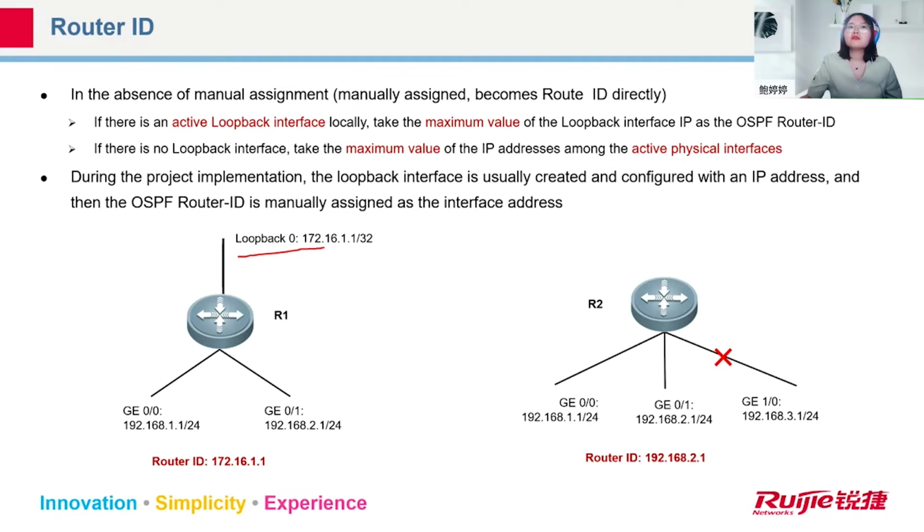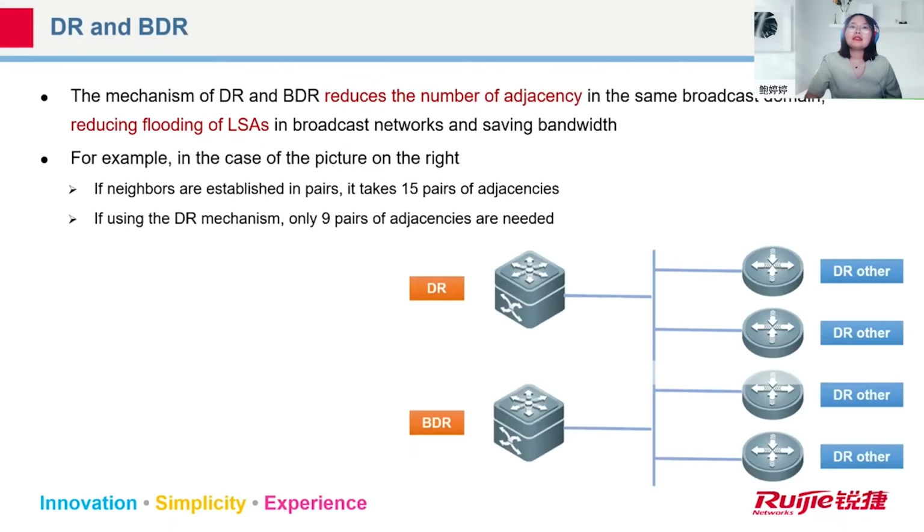But we suggest to configure the router ID manually, and you have to do the plan to make sure that each router will have a unique router ID. So this is the first one. And the second one, in our network, how to establish the adjacency relationship, we have to select the DR and the BDR, right? Why do we have to select the DR and the BDR?